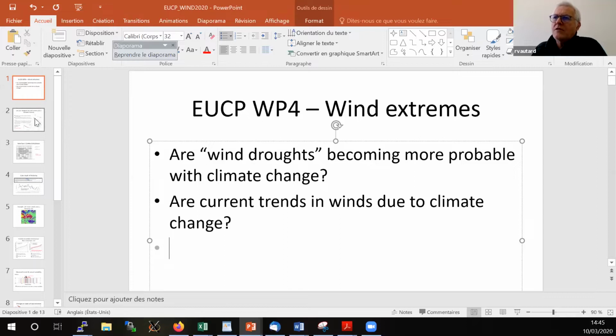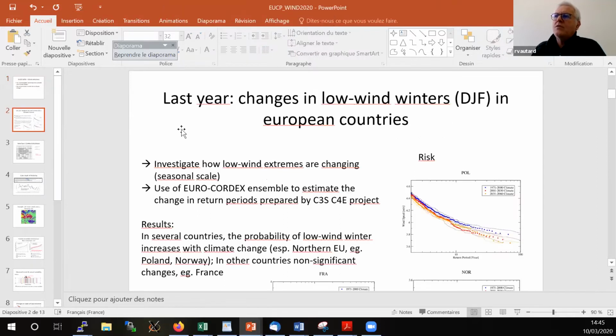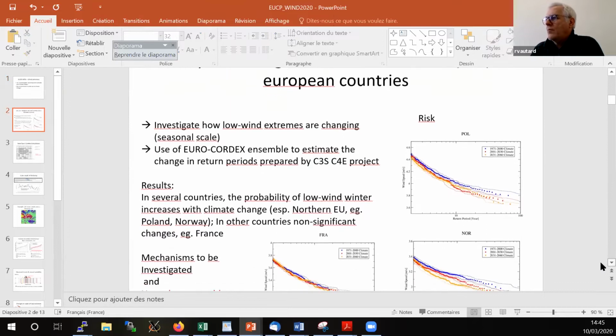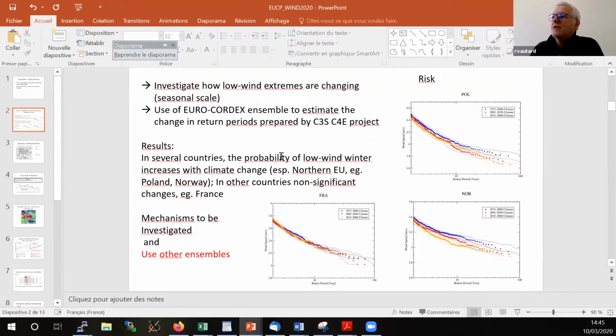So far, what we did was to use the data from Copernicus Climate Change Service that was available from a previous project, and try to see what is the risk of having a winter season with very low winds, which we can call wind droughts. So this is what was done last year.